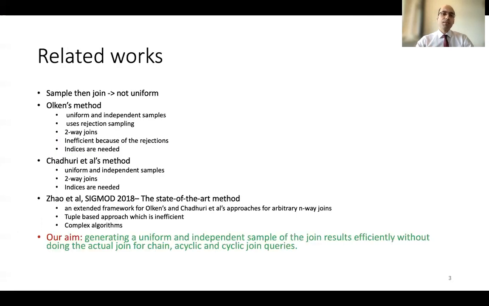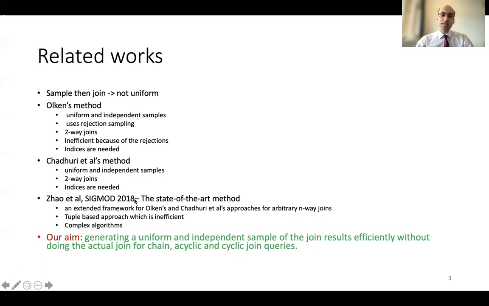So there are some related works. For example, we can sample the tables and join the samples, but it is a well-known problem that this will not generate a uniform sample of the join result. Olken and Chaudhuri, in different papers, introduced some algorithms to generate uniform and independent samples of the join result. Both of them are applicable only on two-way joins. By the way, Olken's approach is not efficient because it uses rejection sampling.